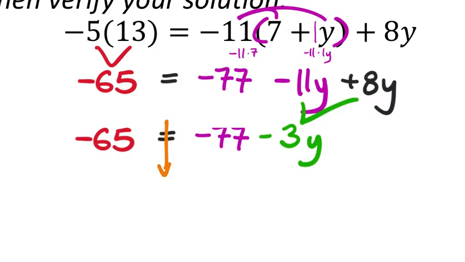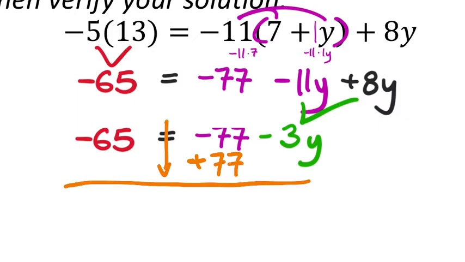So I'm now at the point where I want to isolate those negative 3y's. So that's what I will do, which means I would want to zero out that negative 77 by adding 77. And again, the purpose of that is to make it 0, but you can't just do that with one side. If you do it to one side, you must do it to the other side as well.